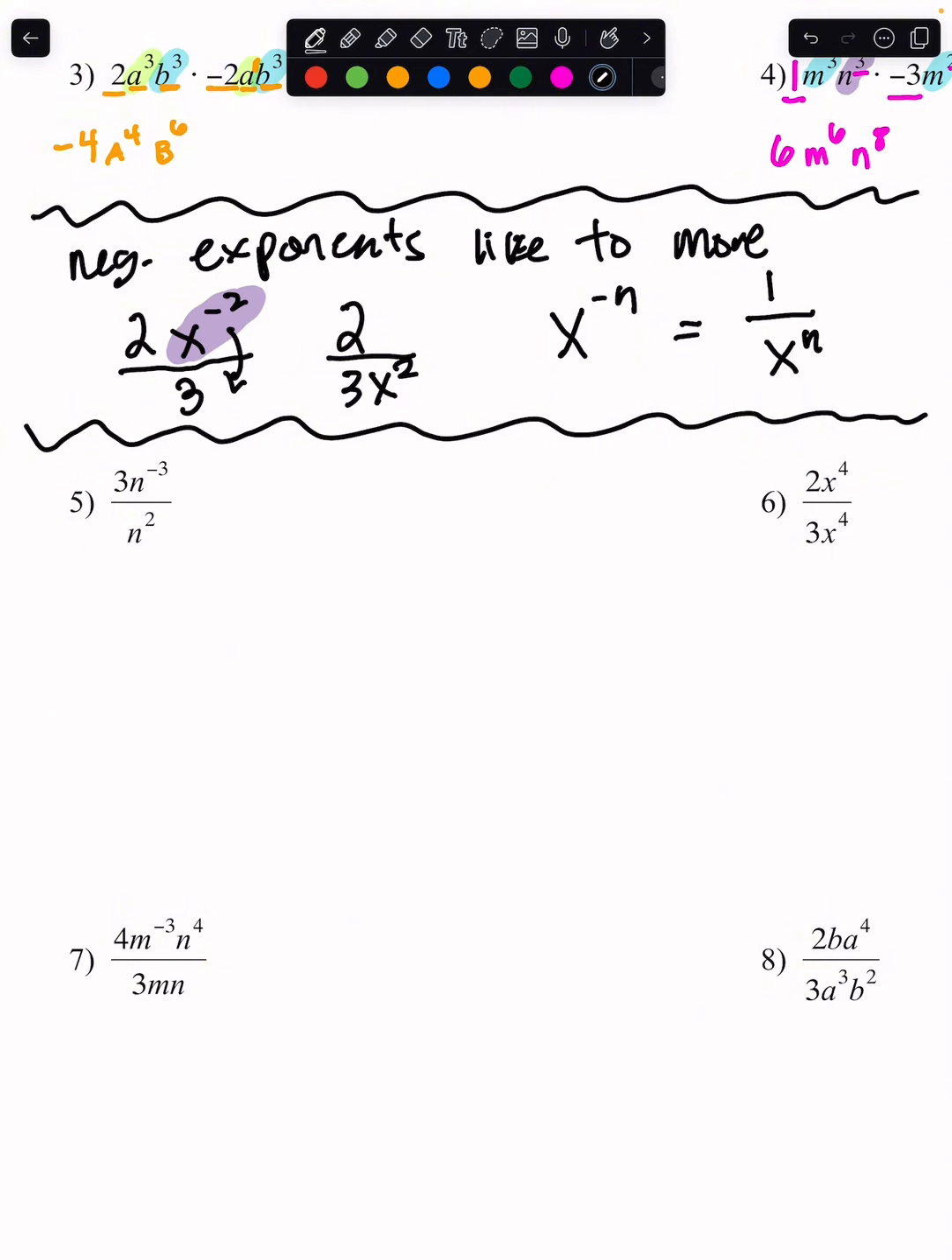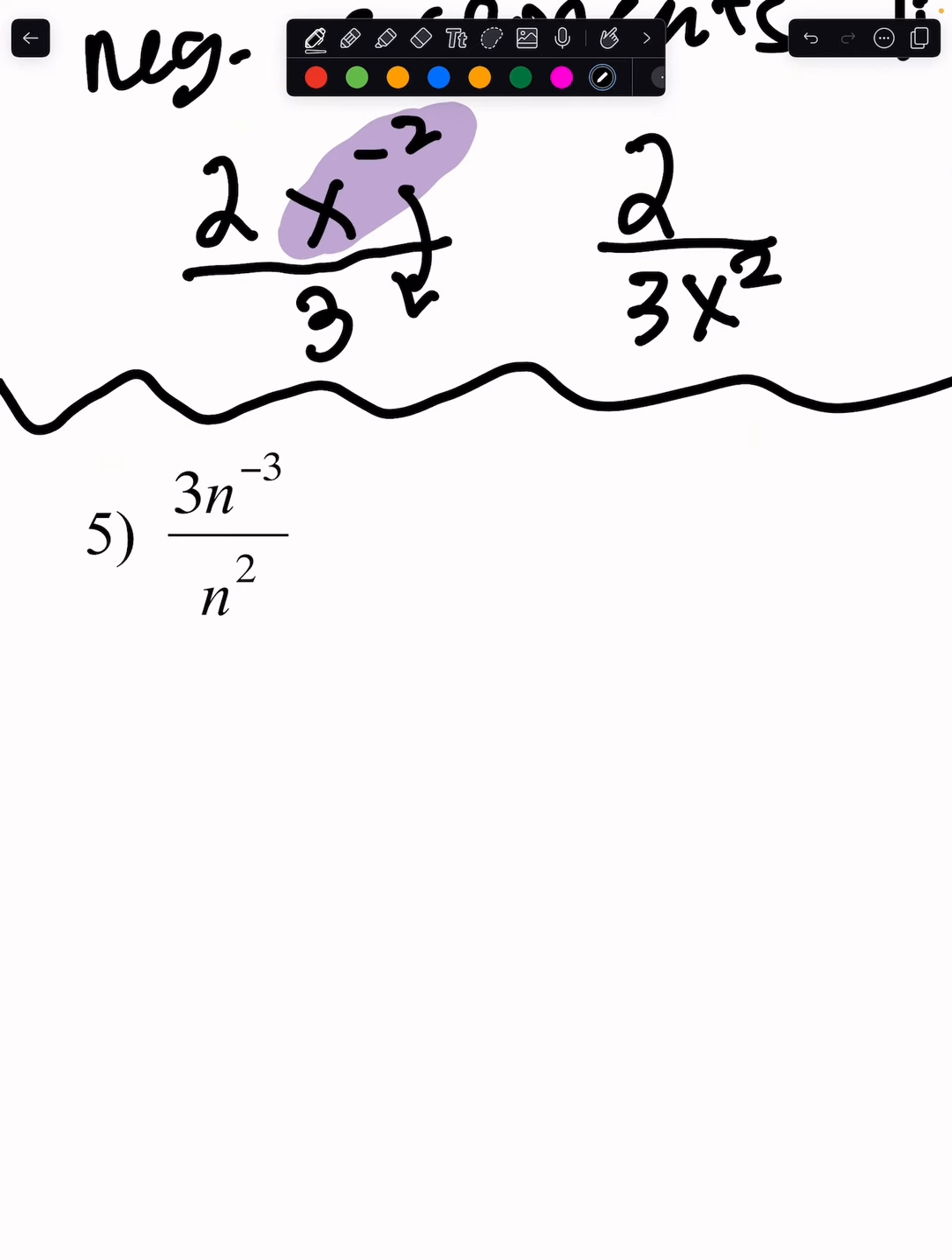But let's jump right in here and see what we can get with these. For these, I'm going to write them separately, which helps a little bit. So if I have 3 times n to the negative 3 all over n squared, because this n is not happy up there, it needs to move down. So n cubed comes down here with those n squares.